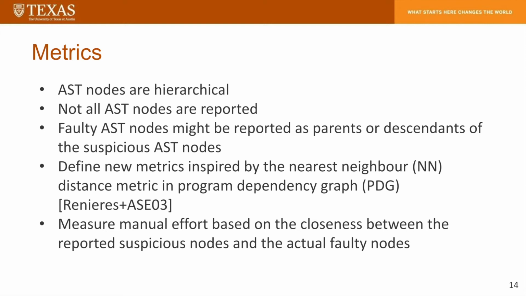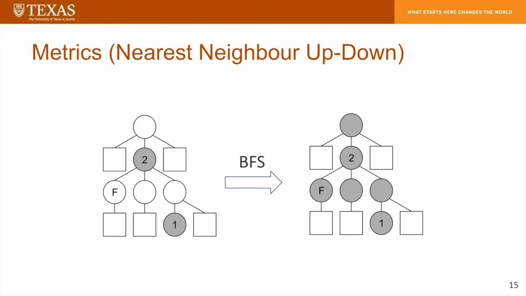So we define new metrics which are inspired by the nearest neighbor distance metrics in the program dependency graph. And our new metrics measure manual effort based on the closeness between the reported suspicious node and the actual faulty node. The first metric is called the nearest neighbor up and down. It takes a parameter k.